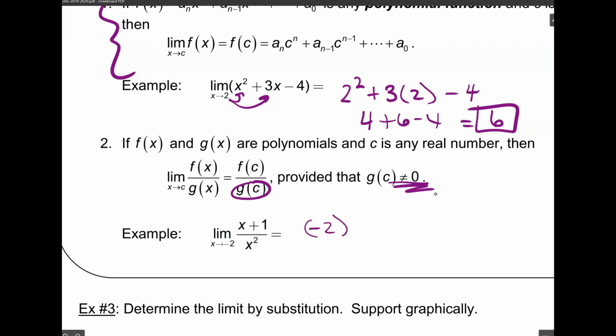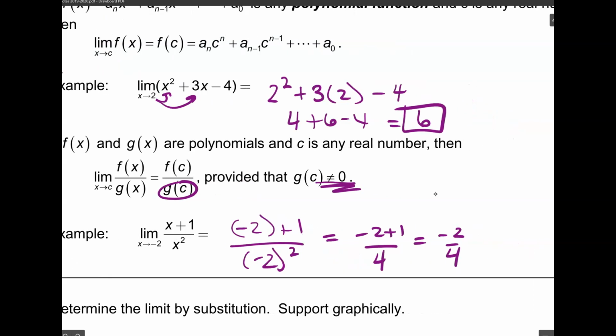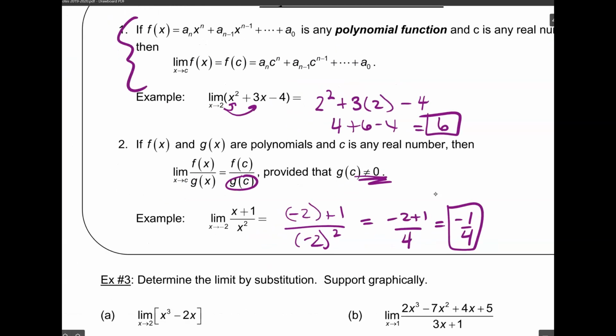So I have negative 2 plus 1 over negative 2 squared. Negative 2 plus 1 over 4 is negative 1/4. What happens if the denominator is 0? Well, you can't divide by 0. That'll be an asymptote, so it won't have a limit. It'll have a discontinuity. Remember vertical asymptote? I will be approaching infinity or negative infinity, and that's not actually a number.